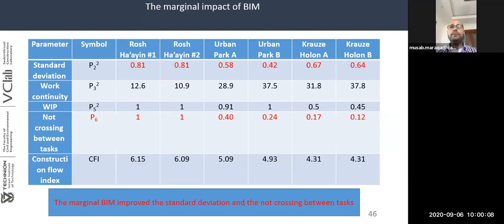Now, the third comparison was the marginal impact of BIM. We compared Rosh Ha'ayin 1, 2 with Urban Park A, B, and Kraus Holon A and B. We found that the standard deviation improved from 0.42 and 0.58 in Urban Park to 0.81 in Rosh Ha'ayin. Also, the not crossing between tasks improved significantly from 0.12 and 0.17 in Kraus Holon to 1 in Rosh Ha'ayin, an improvement of around 8 to 10 times.